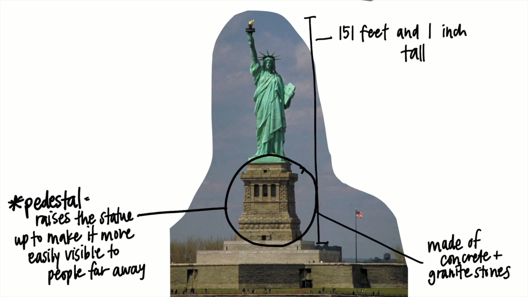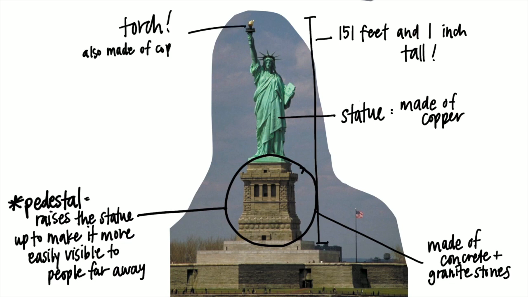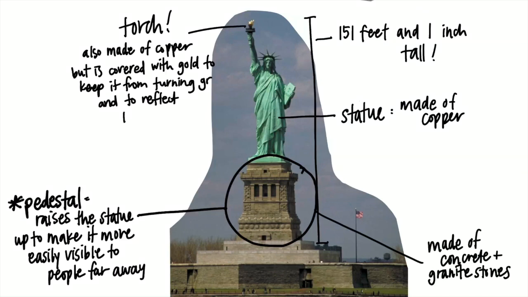Now, the whole statue with the pedestal is 151 feet and 1 inch tall, and the statue is made of copper. Now at the top we have our torch, which is also made of copper, but it's covered with gold to keep it from turning green and to reflect light better.